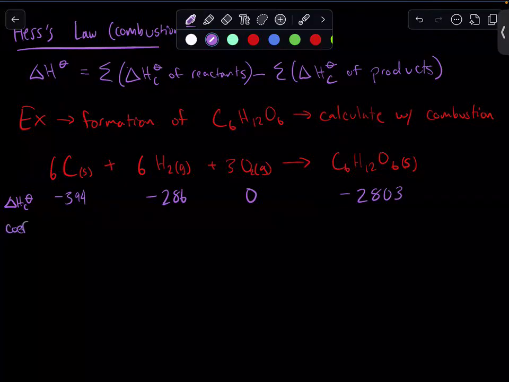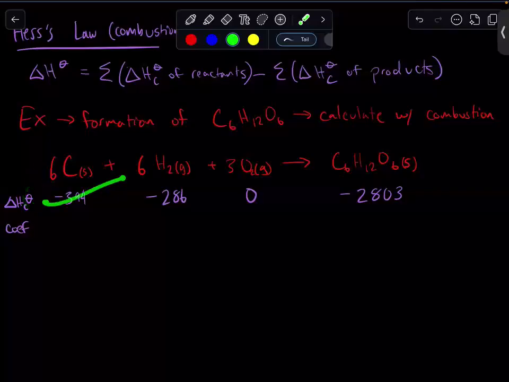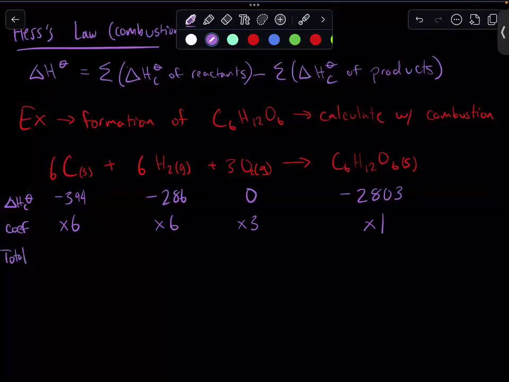Then we're going to look at their coefficients because these are standard forms. And because of that, we have to multiply by the coefficients so we can get the actual values. So for carbon, we're going to multiply by 6. For hydrogen, we're going to multiply by 6. For oxygen, we're going to multiply by 3, and glucose 1. Now, we're going to get these total values, and that's just plugging this in the calculator. We get negative 2,364. We get negative 1,716. We get 0, and we get negative 2,803.